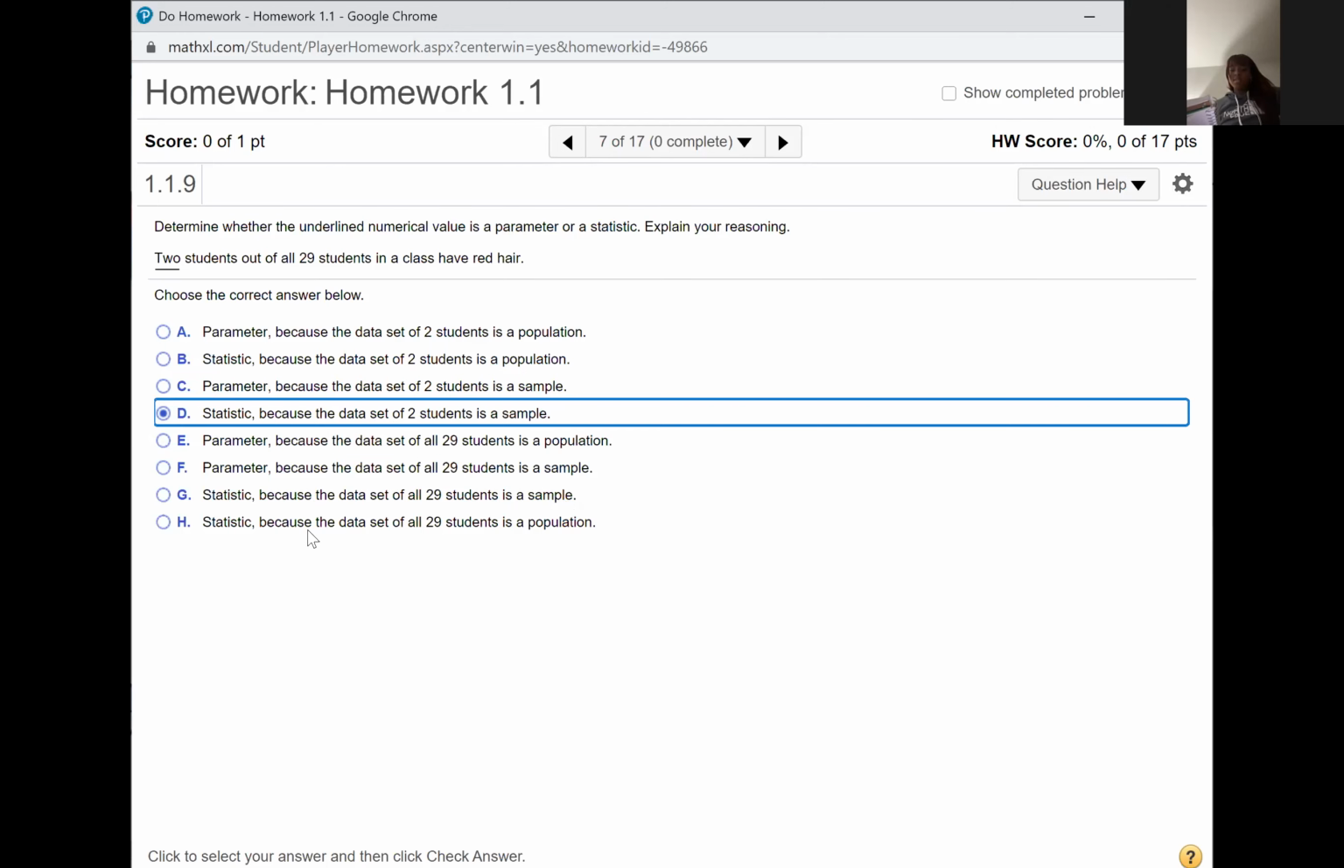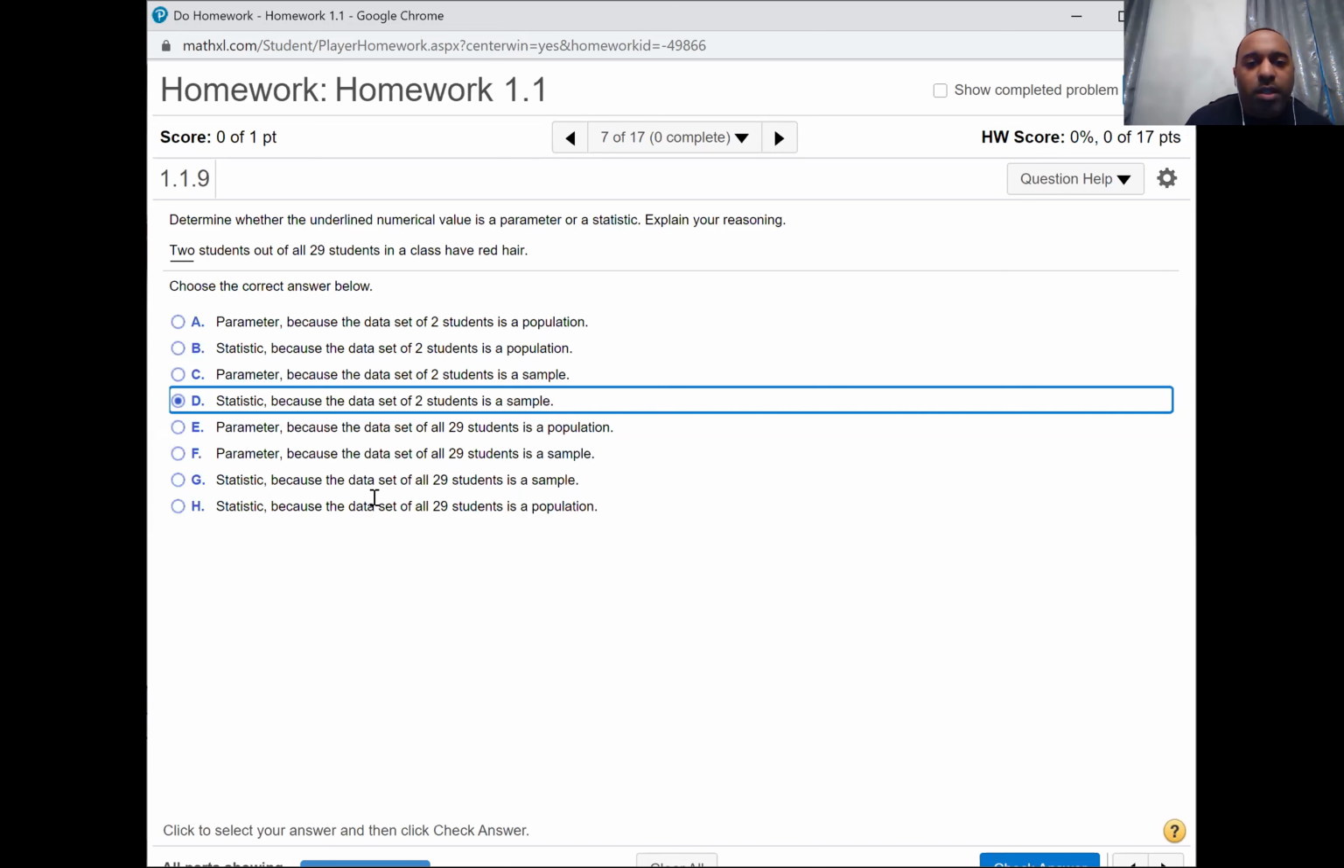No, sorry. I was just reading them out and seeing, because we know it's going to be a statistic because we're talking about 2 out of the 29. Yeah, you said it was a numerical summary of a sample. Right. So I'm just trying to see which one of these, because that means we have 1, 2, 3, 4 options here. So I'm just reading through the options and seeing which one best fits what we're talking about here. So it's a statistic because the data set of all 29 students is a sample.